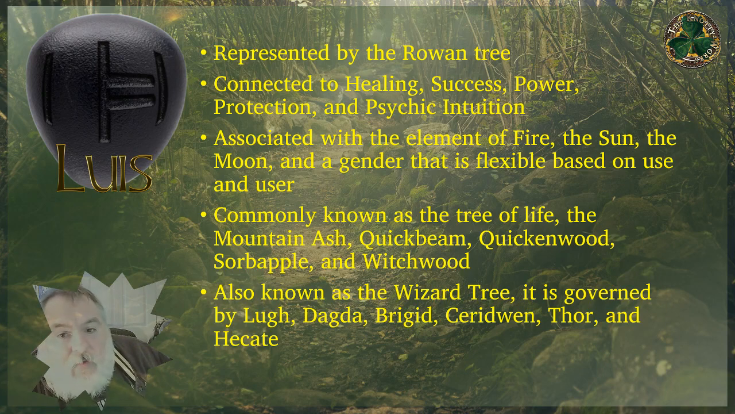Luis, for the Rowan tree, is commonly known as the Tree of Life, the Mountain Ash, the Quickbeam, the Quickenwood, the Sorbapple, and the Witchwood. Of interest to note is the Tree of Life, because actually that is related to the ash, which we will see later on, and the Mountain Ash is another name for the Rowan tree. So I think that's kind of where the Tree of Life gets confused with this particular character. It's also known as the Wither Tree. It is governed by Lugh, Dagda, Brigid, Ceridwen, Thor, and Hecate. The letter L.